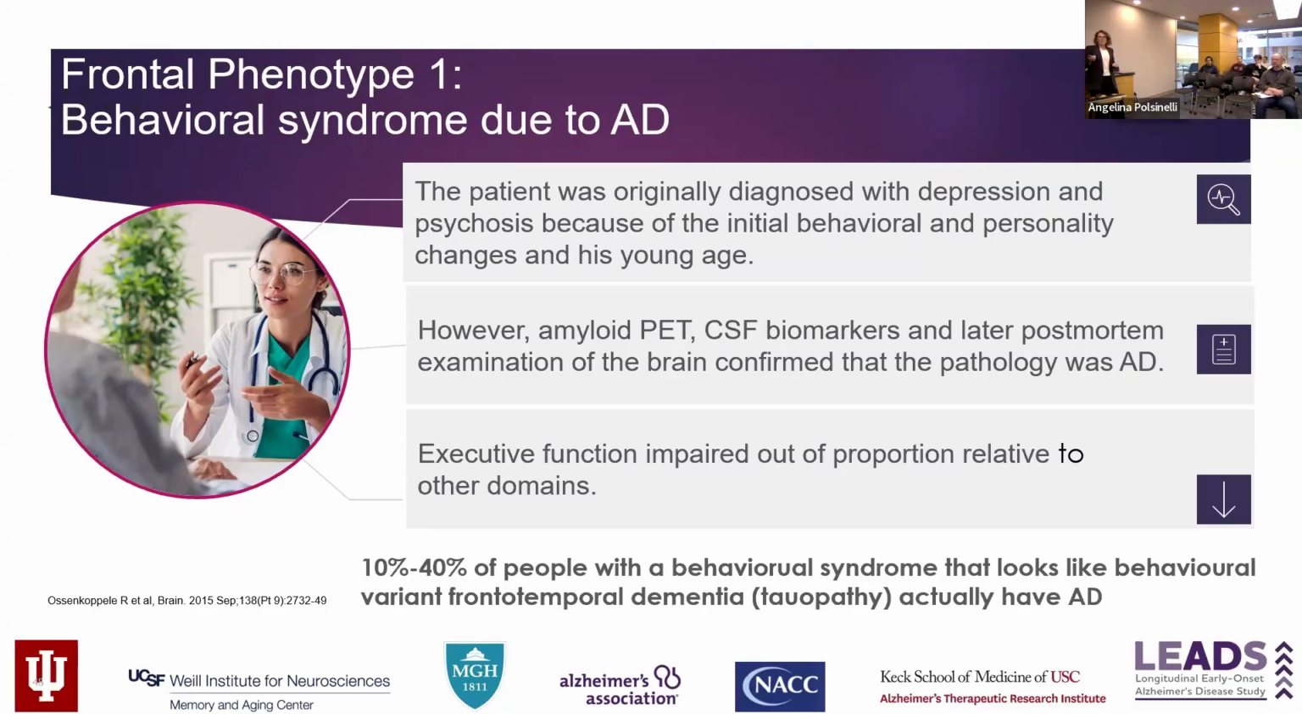And just as a final note here, about 10 to 40% of people with a behavioral syndrome that might look like behavioral variant frontotemporal dementia, another type of neurodegenerative disease, a tauopathy, these individuals actually have Alzheimer's disease. They don't have the frontotemporal lobar degeneration, but it can be very confusing as well. Even if you get to the correct diagnosis of this is a dementia, more often than not, you're going to get behavioral variant FTD before you get behavioral syndrome due to AD.